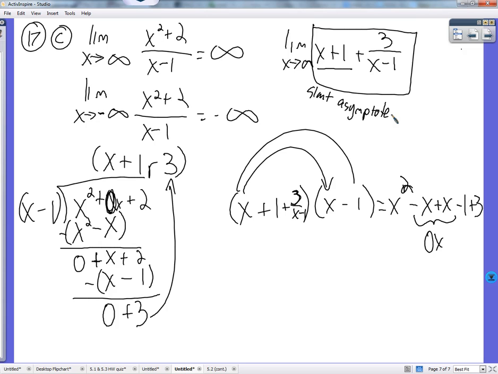That is. This right here too is your slant asymptote. Right, okay?